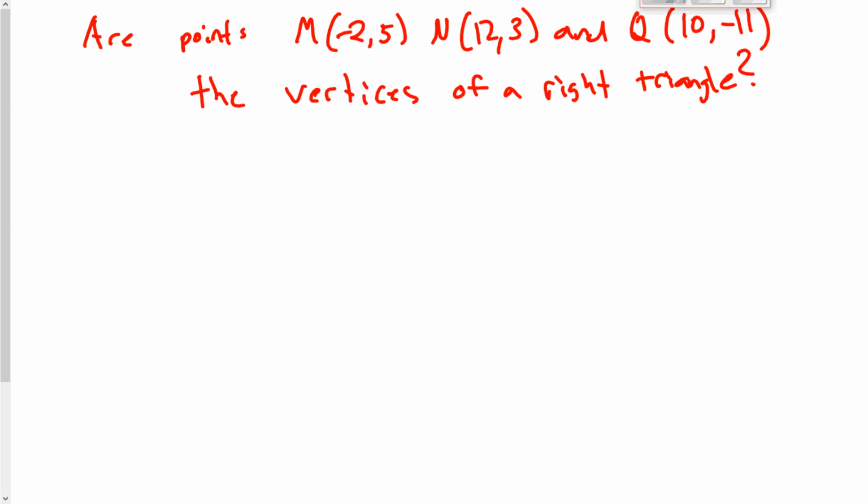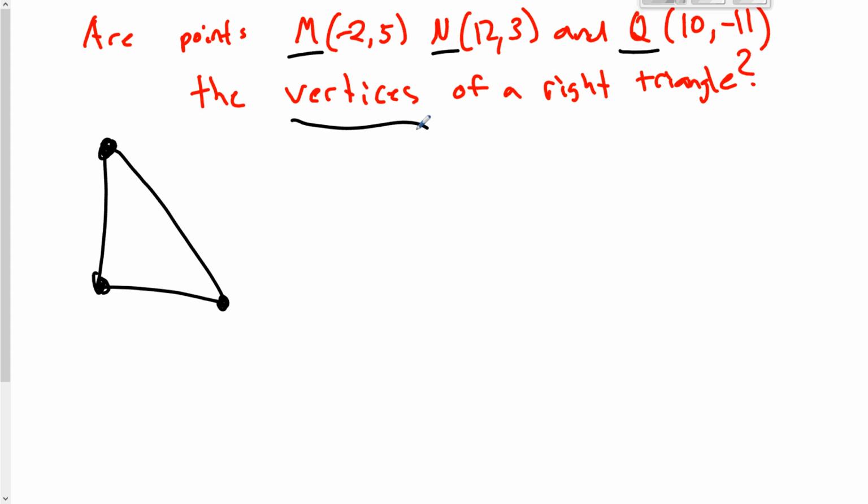We have 3 points, M, N, and Q, and we want to know, are these vertices, or corners, of a right triangle? If I ask what the vertices of a right triangle are, that means I'm asking for these, right? The corners of a triangle. So are M, N, and Q the corners of a right triangle, or what we call vertices?